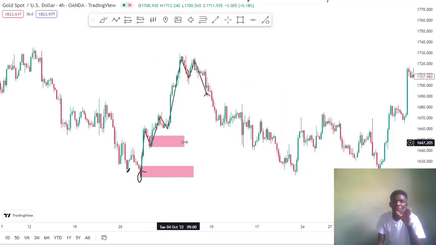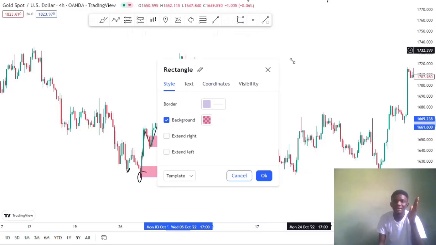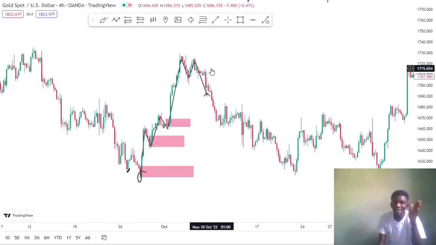The red candle before the bullish movement. Pull back, taking a buy. Now we break above this, the red candle before the bullish movement. Pull back. If it pulls back, I'm taking a buy.